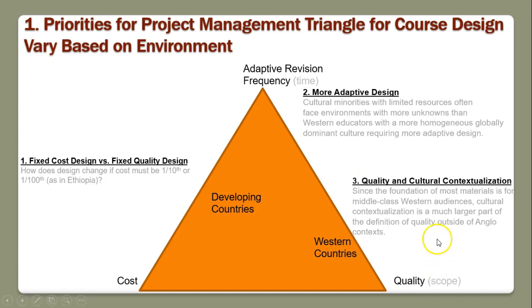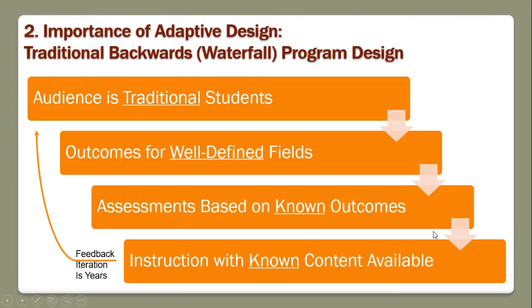And then the other thing is quality. Often quality is basically defined in terms of what middle-class Western audiences want. And often how you define quality is going to be much more important in how it's contextualized. So, for example, you could have a world-class movie, and if it's not in the language you can understand, that's not going to help you, right? So that's just an example.